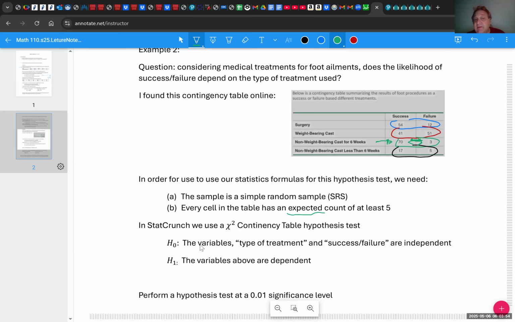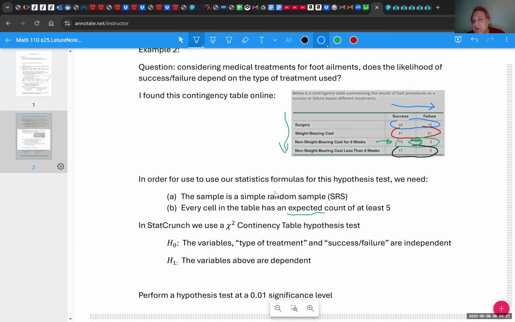We do have the null hypothesis and the variables: type of treatment, which is the vertical variable. These are the different types of treatments vertically. And the other variable is success or failure, which are the horizontal ones. So we have these two variables, type of treatment and success or failure. The null hypothesis says they're independent, and the alternative is they're not independent.